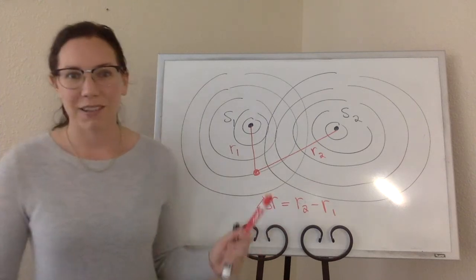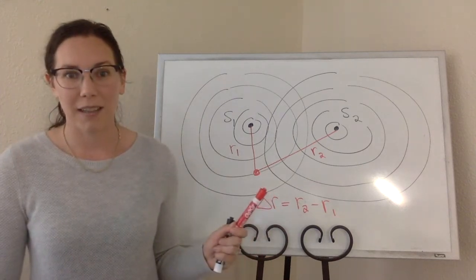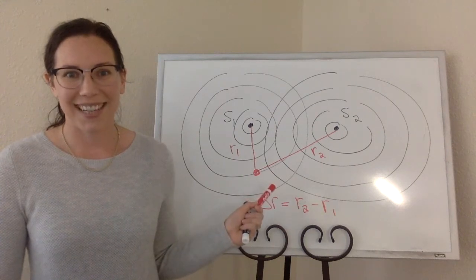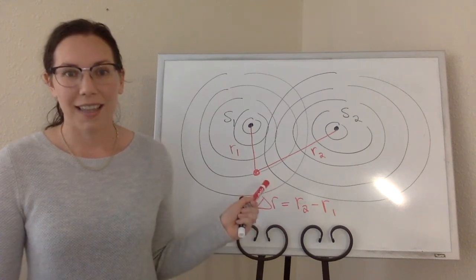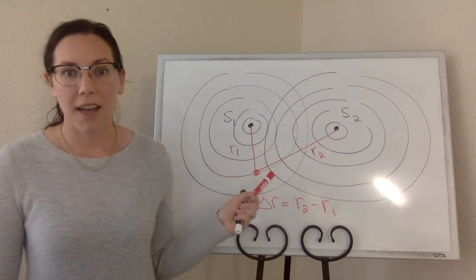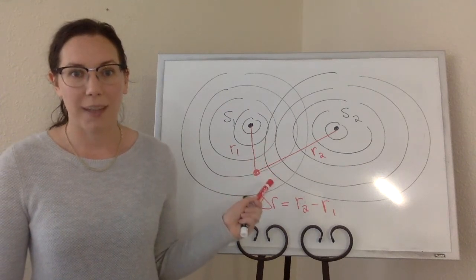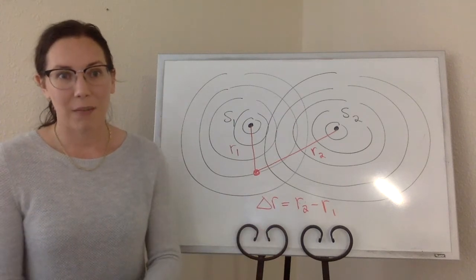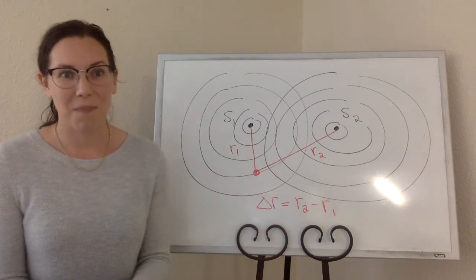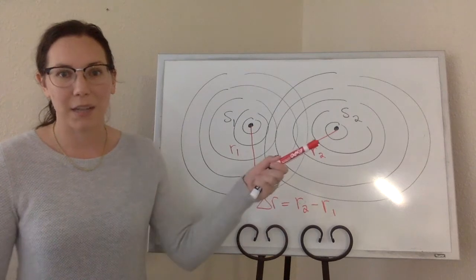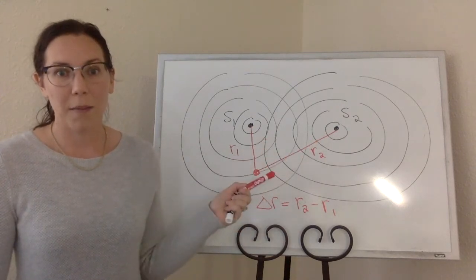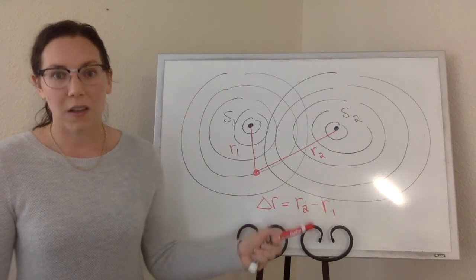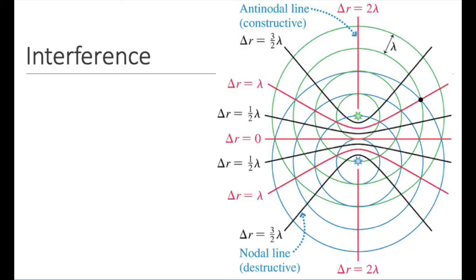So if we have these two sources here, S1 and S2, if I choose any point in space, such as here, R1 is the distance to that point from S1, and R2 is the distance from that point to S2. So delta R here is called the path difference. It's the difference in distance that the waves travel from source 2 and source 1 by the time they reach this point. So we have delta R equals R2 minus R1.